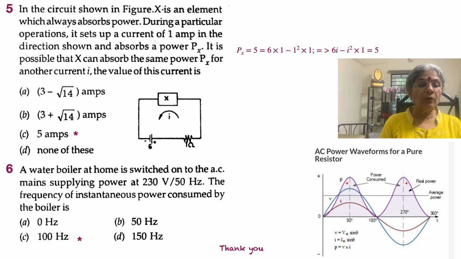Moving on to the sixth problem. A water boiler at home is switched on to the AC mains supplying power at 230 volt, 50 hertz. The frequency of instantaneous power consumed by the boiler is?